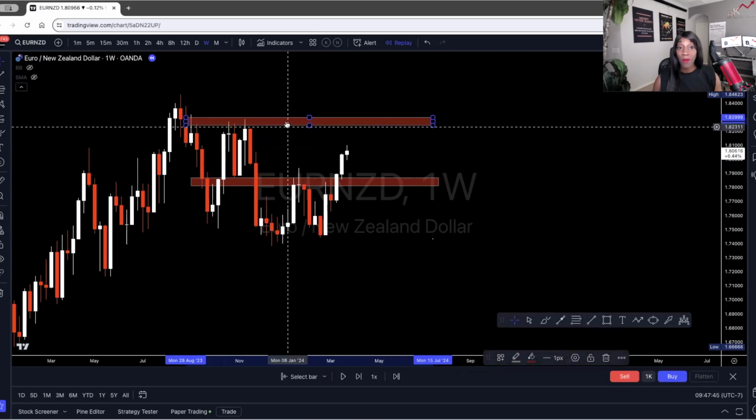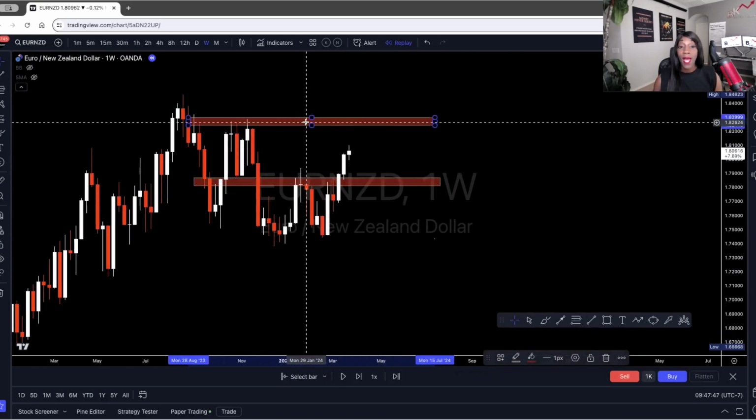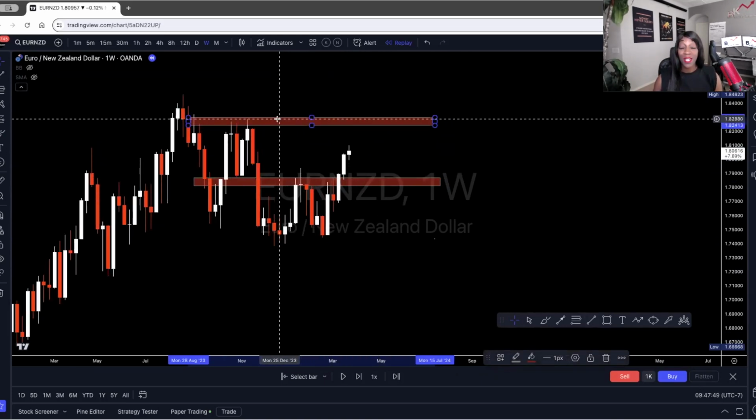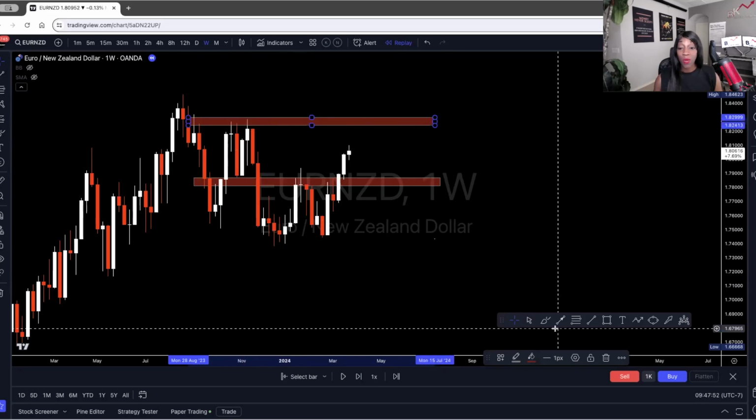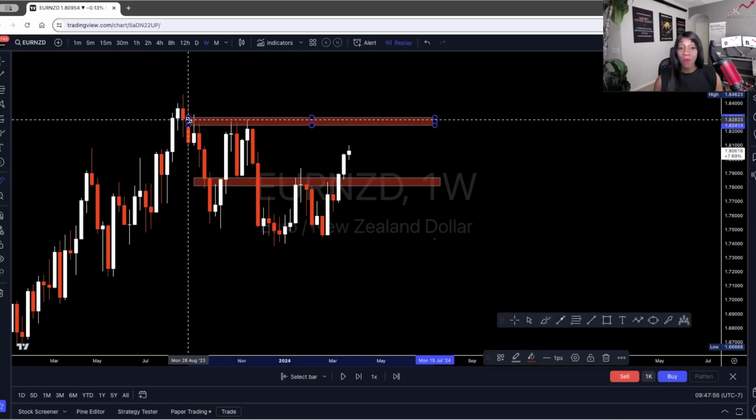Now, why did I bring my resistance zone here? The reason why I brought my resistance zone here is because this is the nearest major resistance that I see where price moves significantly from the area. So when you're looking at your levels, you definitely want to choose levels where price moves significantly from the area.